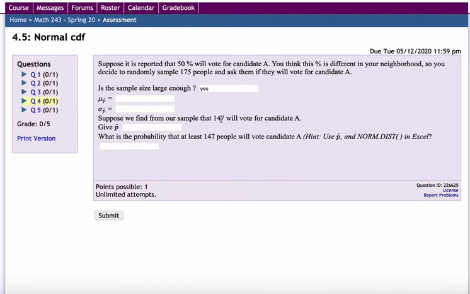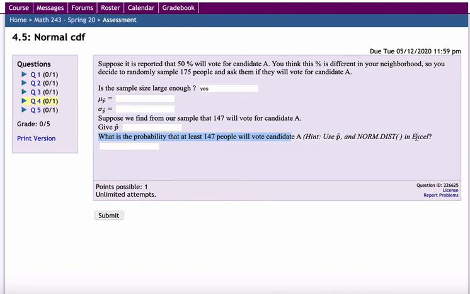Just like in the video when I said 50 out of 200 Irish people with blue eyes, we didn't want to state the 50. We wanted to state the 25%, the 50 divided by 200. Same idea here. What I'm trying to get at is P hat will be 147 divided by 175. And the reason they have you calculate that there is when you read this question, what is the probability that at least 147 people will vote for this candidate?